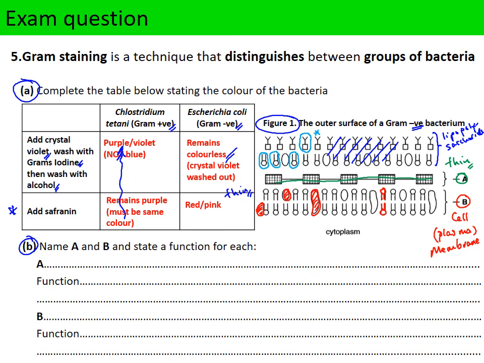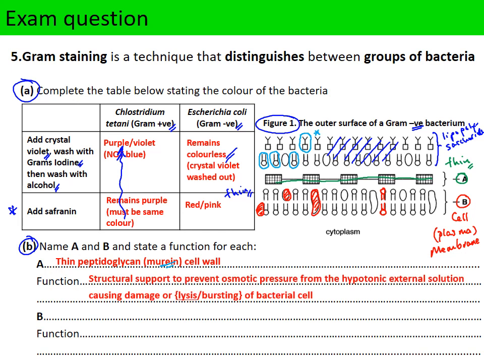So A is the thin layer of peptidoglycan. Sometimes you might see this written as murein, but we prefer the term peptidoglycan. And what's the function? Well, it helps give the bacterial cell structural support, and it prevents osmotic pressure from a hypotonic external solution causing damage or bursting of the bacterial cell. So even though it is a thin layer of peptidoglycan, it does give some structural integrity to the bacterial cell and prevents them bursting open if they do find themselves in a hypotonic external solution.